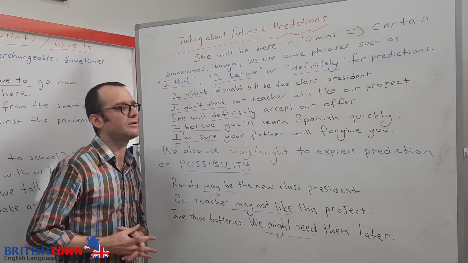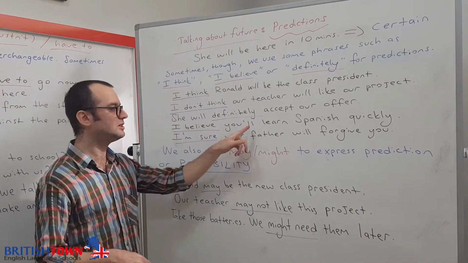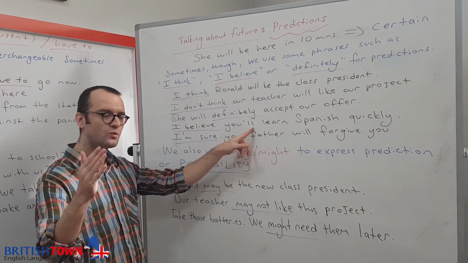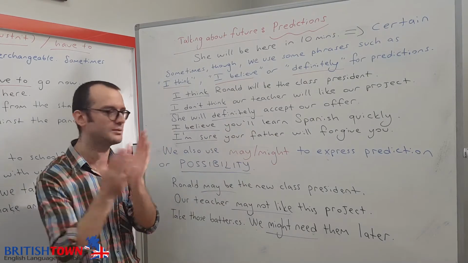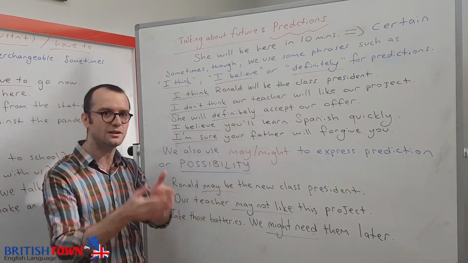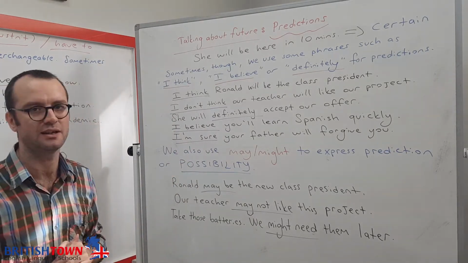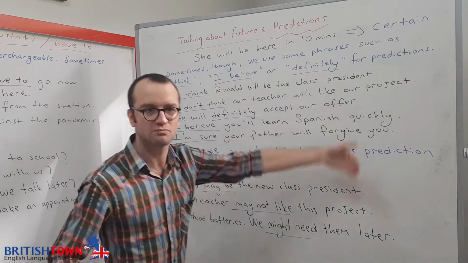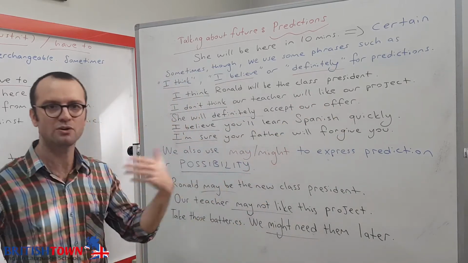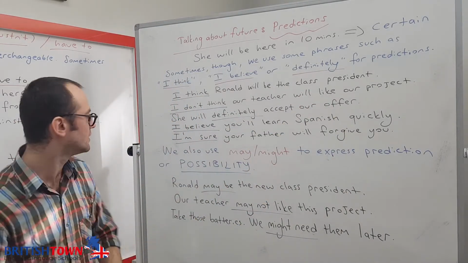I believe you learn Spanish quickly. So you see here, burada will'in bir contracted formu var. You will bazen you'll şeklinde double L kullanarak kısaltılıyorduk. I believe you'll learn Spanish quickly. İnanıyorum ki hızlı bir şekilde bir an önce İspanyolca öğreneceksin.